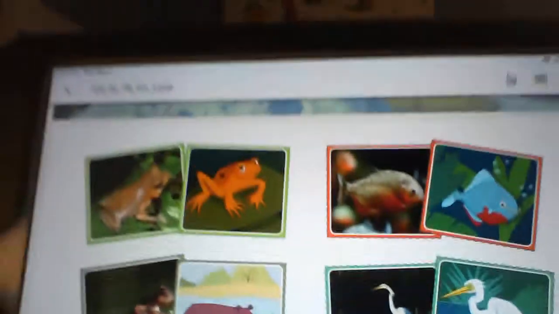She looks like her close frog relative. See, there's the toad looking like her frog relative. Yep, there she is. And we'll talk about the difference between toads and frogs later.